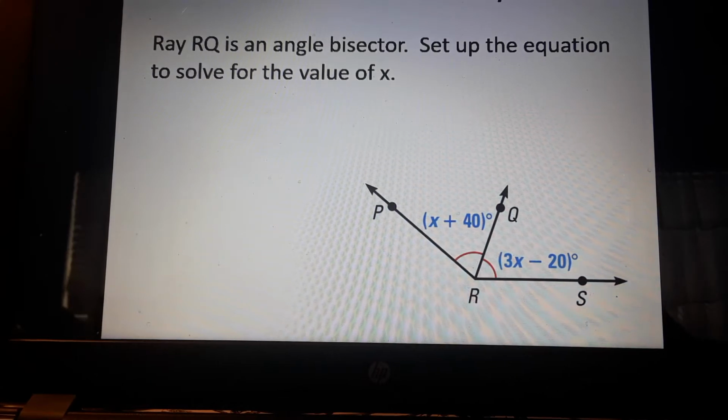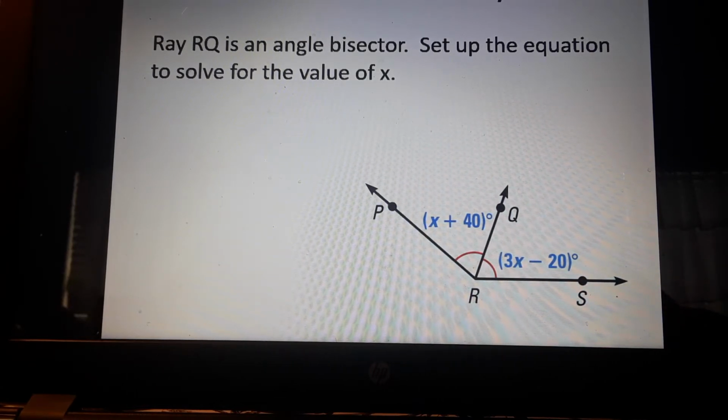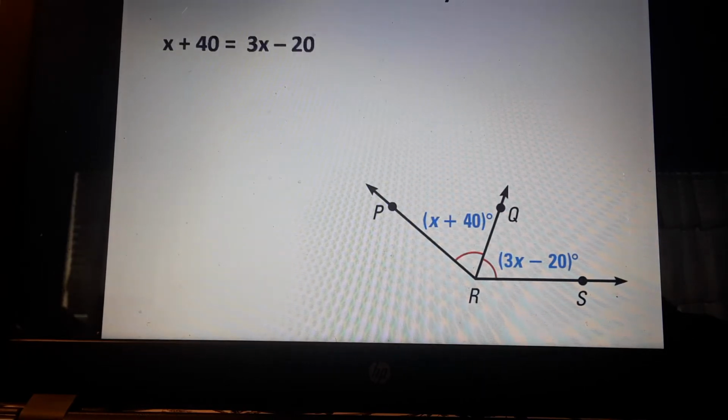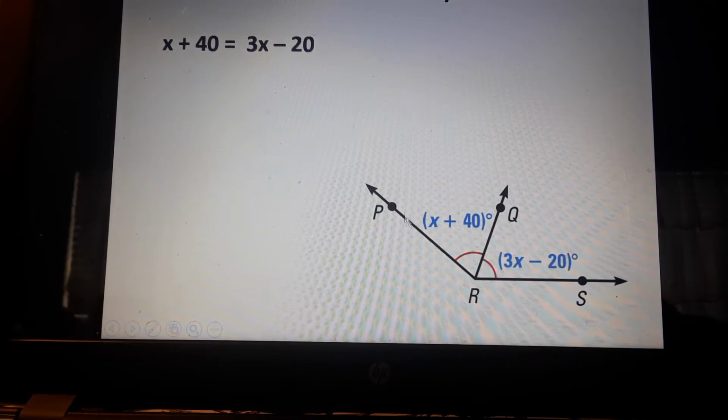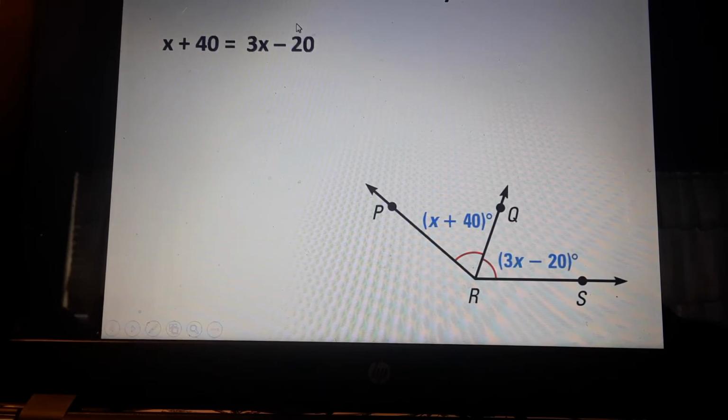Anyway, Ray RQ is an angle bisector. Set up the equation. It's something we've done before, so let's do it quick. x plus 40 would be equal to 3x minus 20. That would be how you set it up. How do we know? Well, one side represents angle PRQ, the other side represents the measure of angle QRS, and they're equal. So we set them equal.